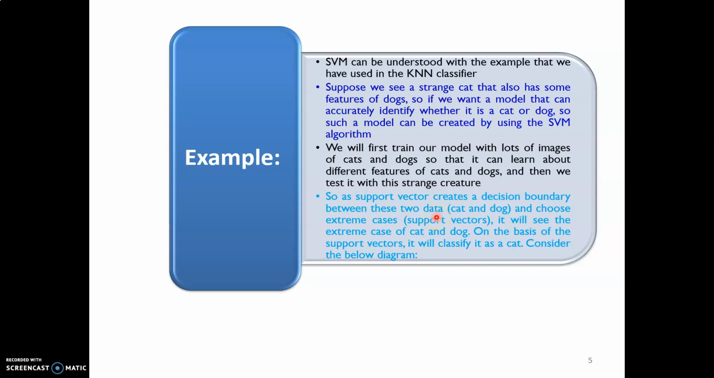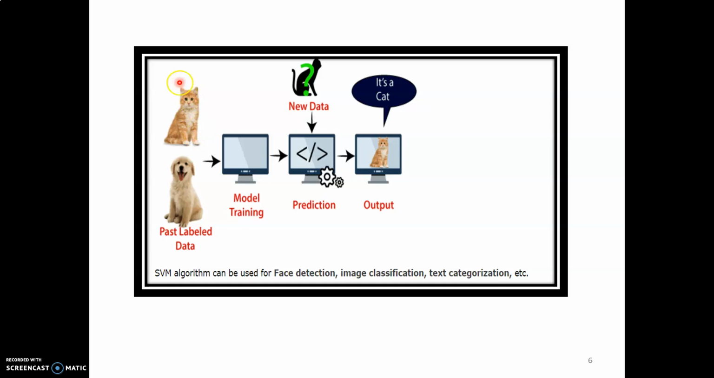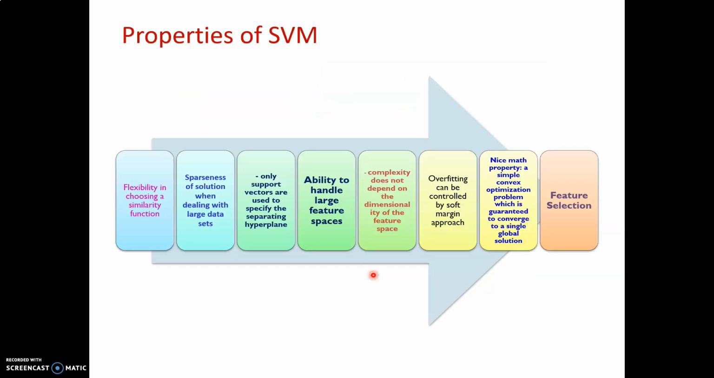Consider the one diagram for the SVM. Here see the two categories of data set. One is the cat image, another is the dog image. It is the trained labeled data set. It goes to the model training. Here we are using the SVM algorithm. Then with the predictions, in the final output, it is a cat image or it is a dog image. That is, the SVM algorithm can be used for face detection, image classification, text categorization, and so on.